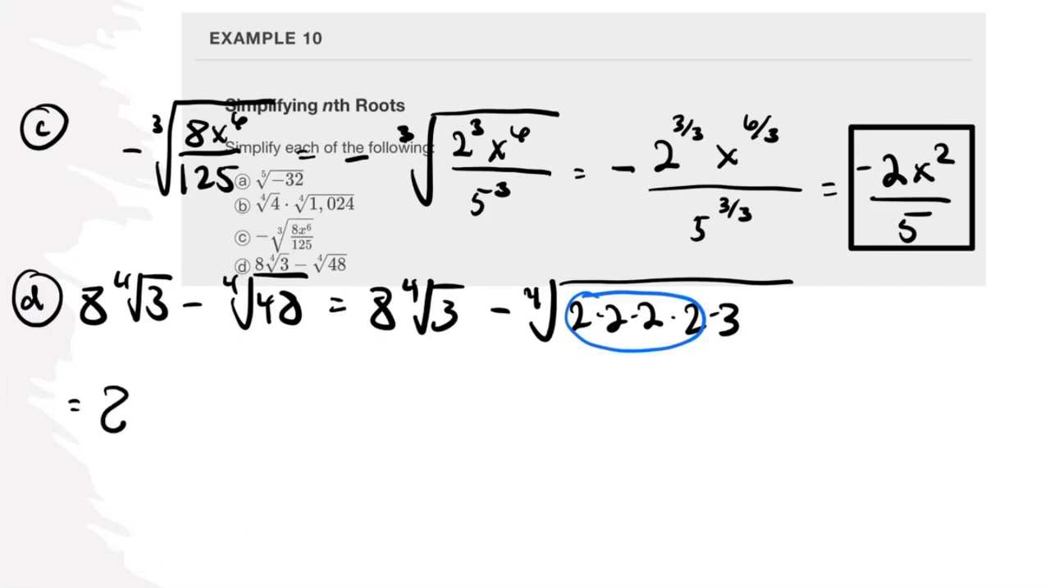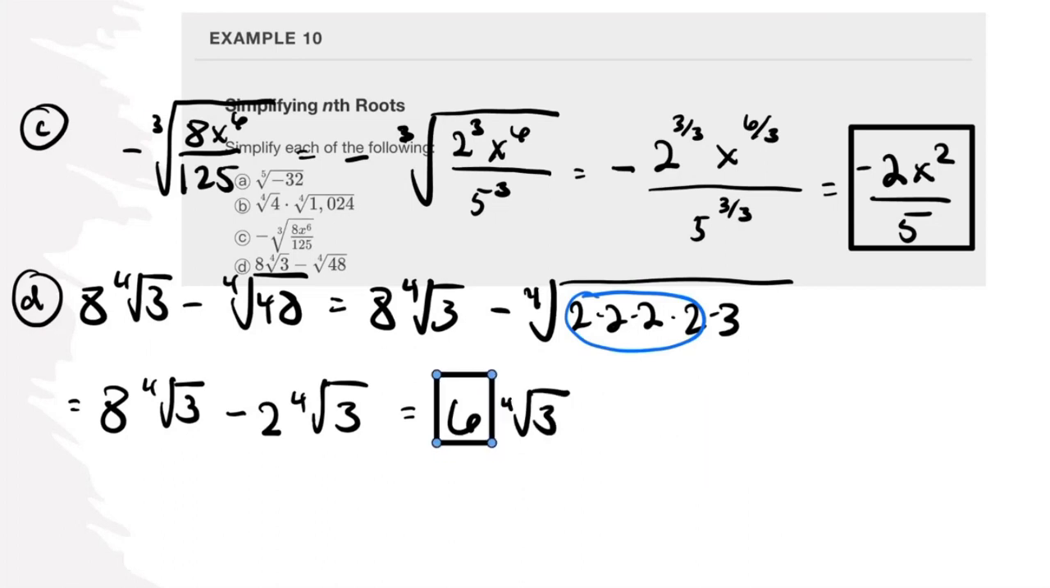So now we have 8 times the 4th root of 3. On the outside, this is going to be 1, 2. So minus 2 times the 4th root of 3. Now we have like terms. They have the same index with the same radicand. So now we can say 8 minus 2 gives us 6 times the 4th root of 3. Let me paste. And let me resize this so we don't have all that overlay.